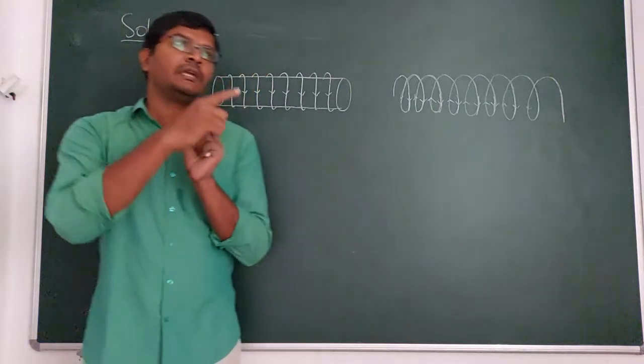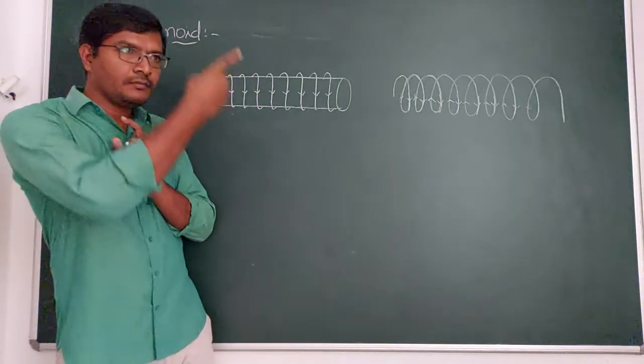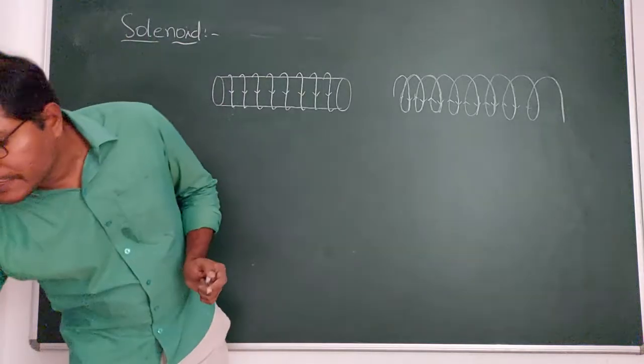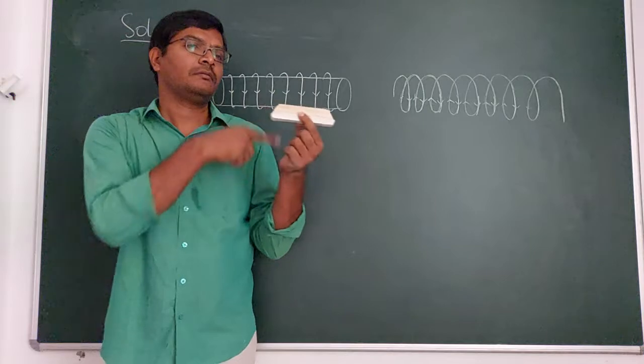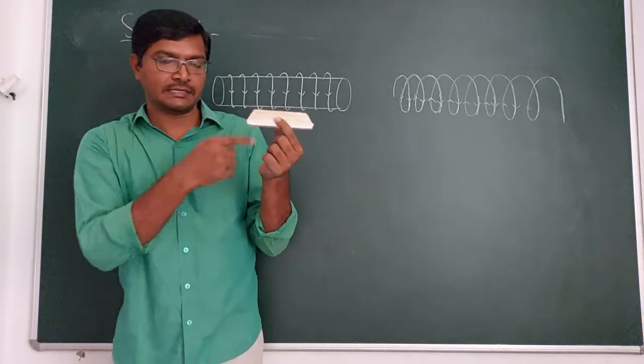Reverse of right hand thumb rule is nothing but the curl of your finger shows the direction of the magnetic field. So ikkada coil ila, this is the coil. Suppose if this is an insulated material, then coil is wounded like this. Coil ila wounds.